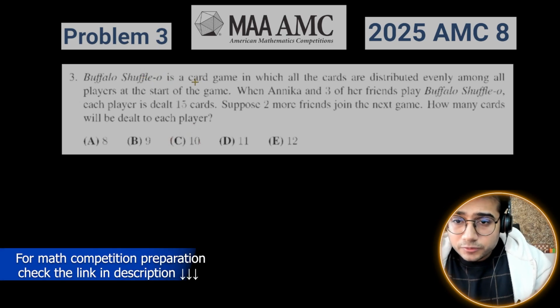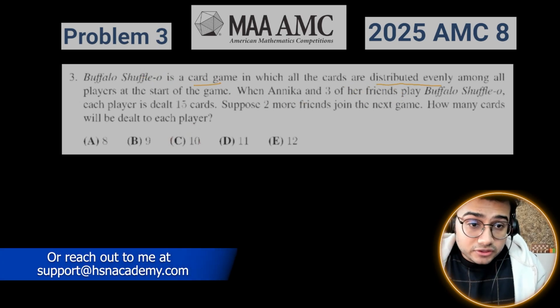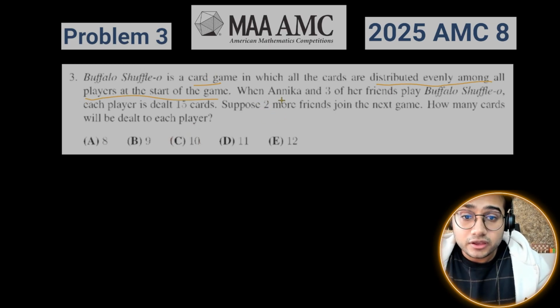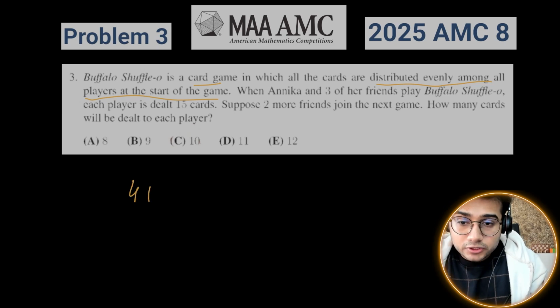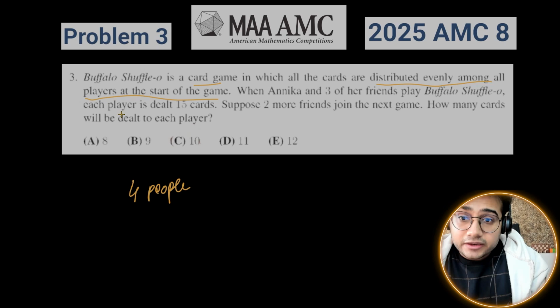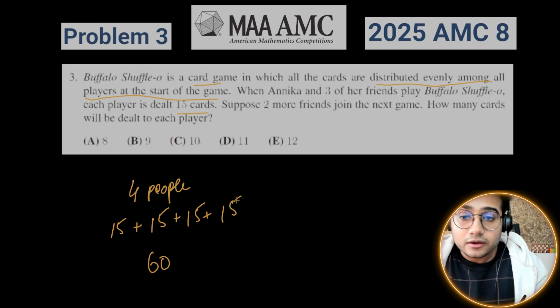Okay, so in this problem we're playing a card game, and the cards are distributed evenly among all the players at the start of the game. This is really important. Now they're saying Anika and 3 of her friends, so that's 4 people in total, right? And they play the game, and each player got 15 cards. Now since each of them gets an equal number of cards, that means 4 people got 15 each, so the total number of cards is 60. Right, that's the total.